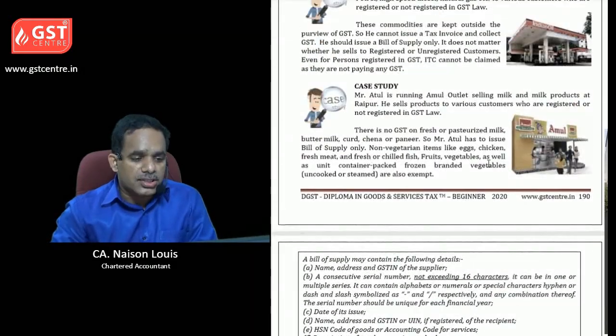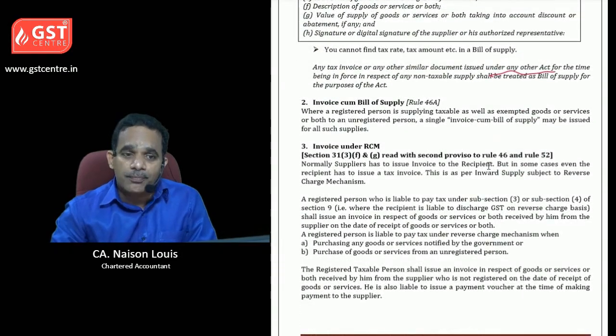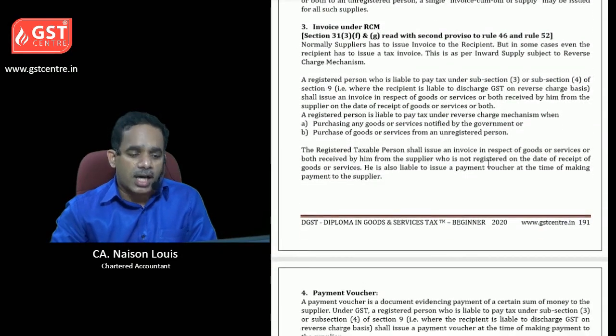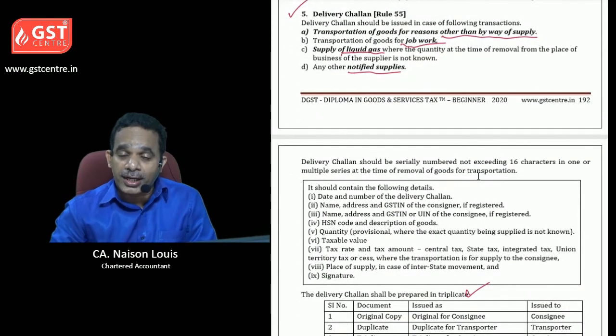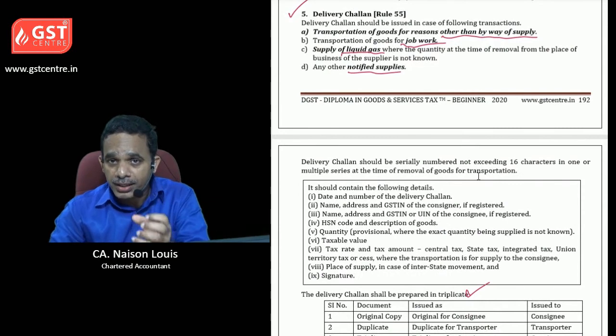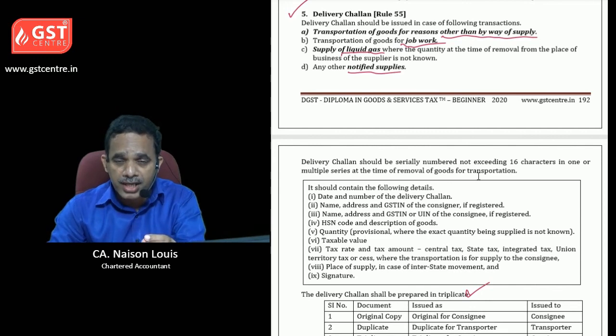So in this chapter we had studied bill of supply, invoice cum bill of supply, invoice under RCM, payment voucher as well as delivery challan. Hope you have understood in which situations these documents are used, which are the contents, etc.